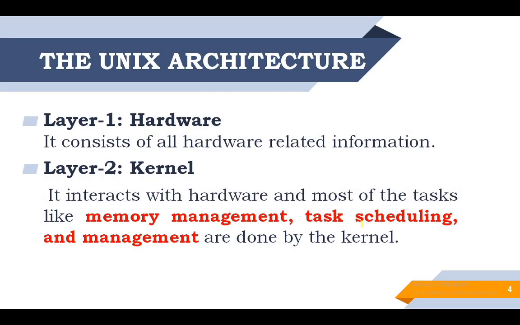Layer 1, that is the hardware, consists of all hardware related information. Here you are going to get all the hardware information which has been connected to your system. The second layer is the kernel. It will interact with the hardware and most of the tasks like memory management, task management, everything will be done by the kernel. Because of this, the kernel is called the heart of the operating system.